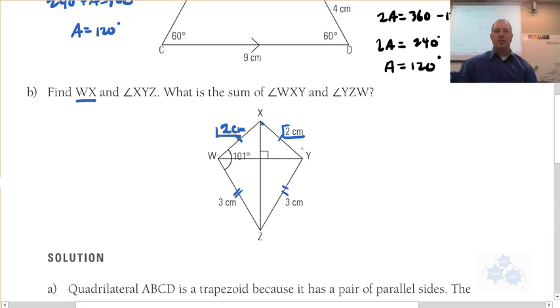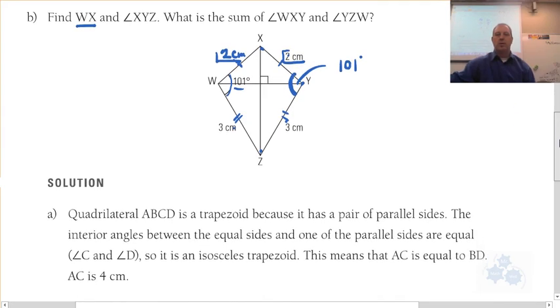And let's see, angle XYZ. So that's this angle right here. We need to find that one too. Well, you see this is a very symmetrical shape. So if this is 101, and all of these sides over here are the same, and all of these sides over here are the same too, this angle has to be 101 as well.